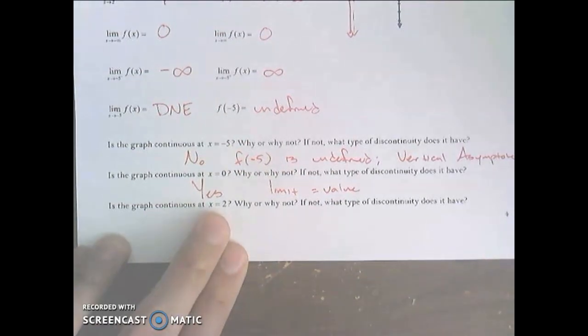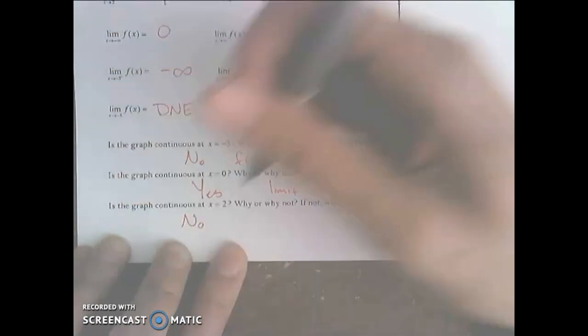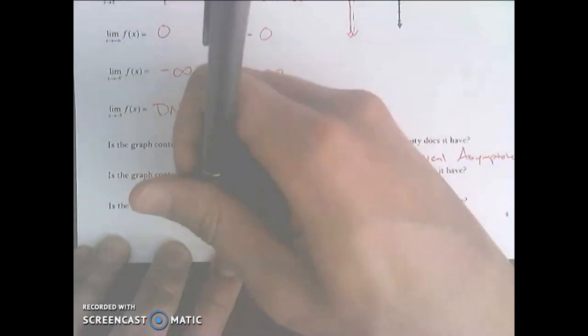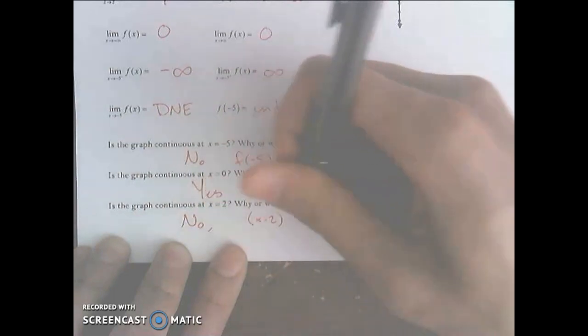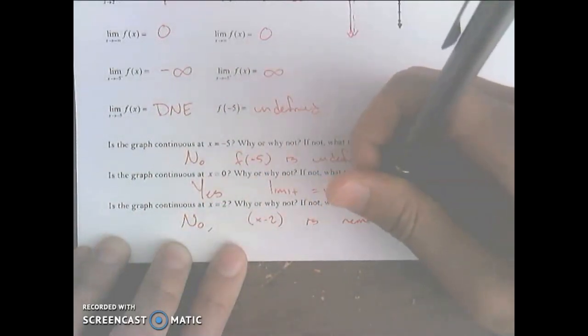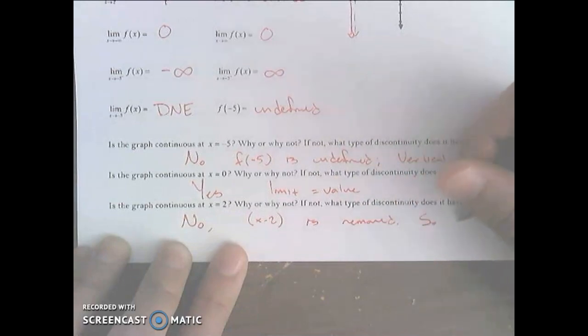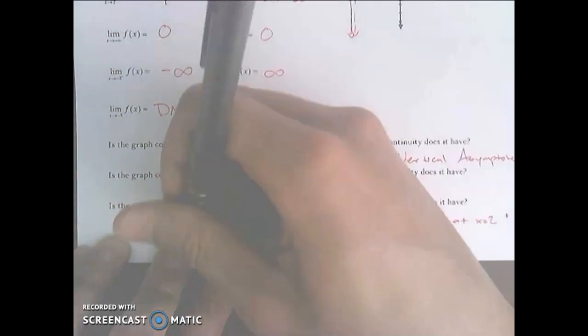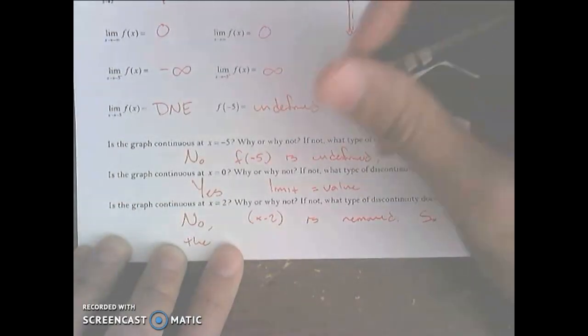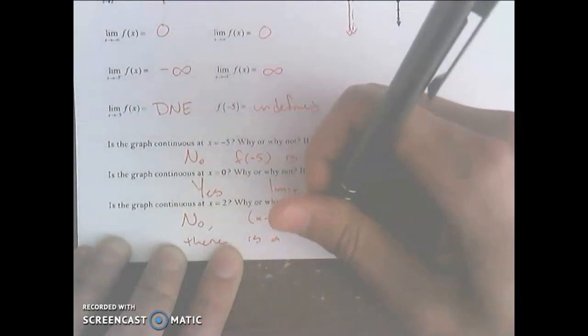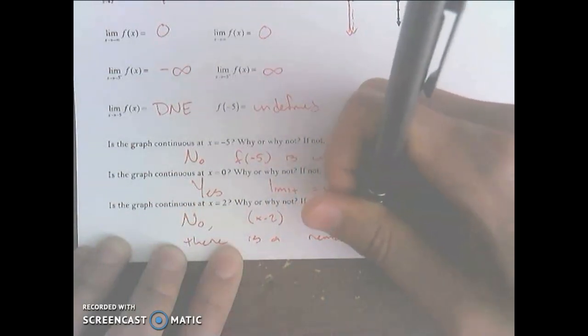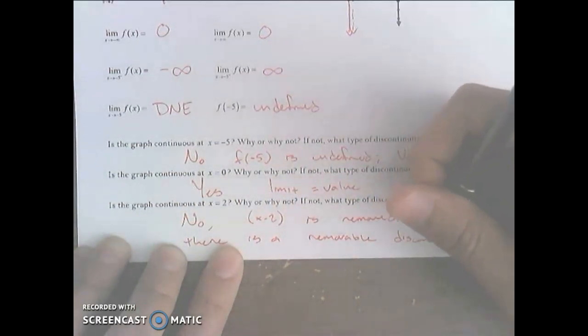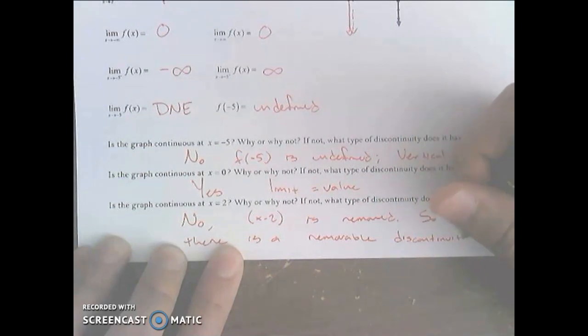And then how about at x equals 2? Well, is it continuous? No. We've got a break in the graph. We can say that the factor x minus 2 is removed. So at x equals 2, there is a removable discontinuity. And I'll sometimes refer to that as a hole in the graph.